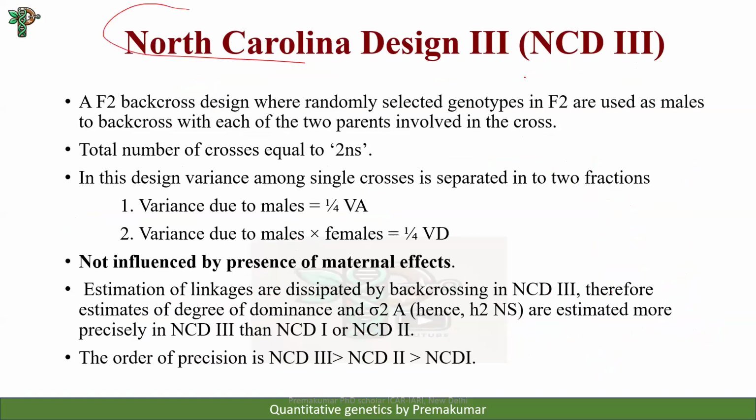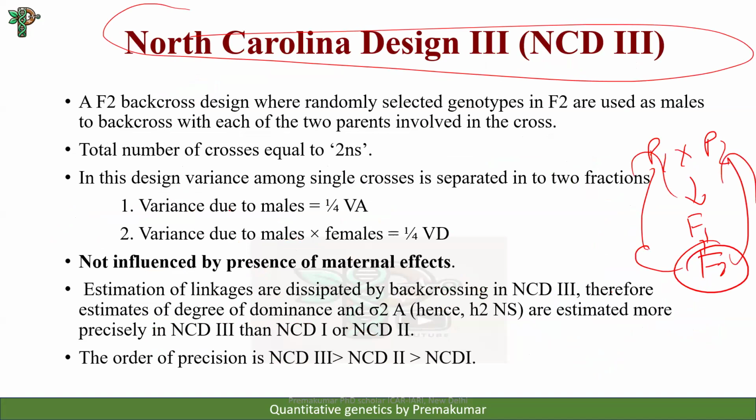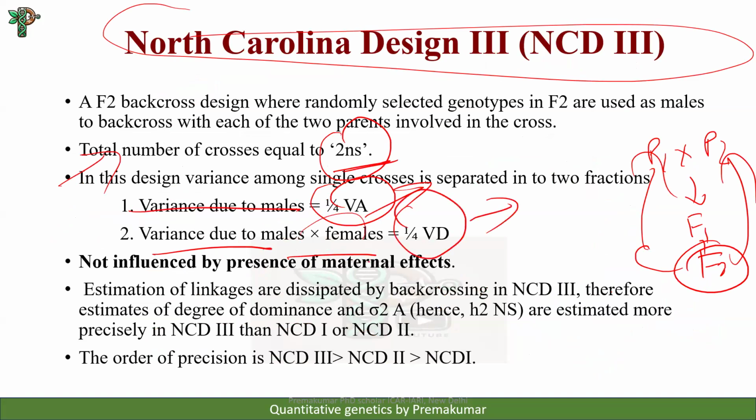Then another design is called North Carolina design. Here something is different: like P1 and P2, we develop an F1 and we have an F2. Here F2 is crossed among them along with P1 and P2. The total number of crosses is 2 into f, and variance can be partitioned into variance due to males and variance due to male into females. Variance due to males is equal to 1 by 4th of additive variance, but variance due to male into females is 1 by 4th of dominance variance.